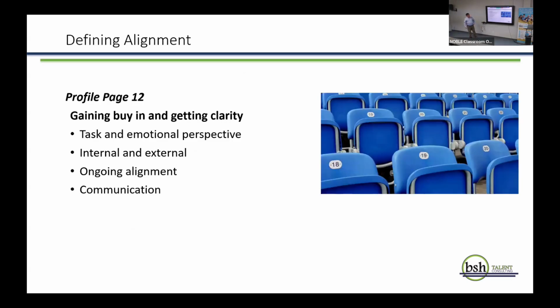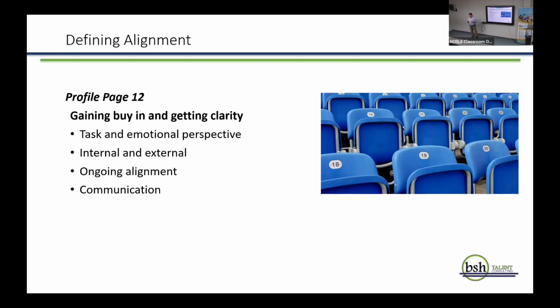So the defining alignment in your book, page 12, it talks about getting buy-in and getting clarity. The group has brought that up already, so that's good. And then there's really the task and the emotional perspective, especially if you're trying to get others aligned or involved in your vision. Even for a solopreneur, right? You've got to convince customers to use your services, your products, whatever your business is, right?